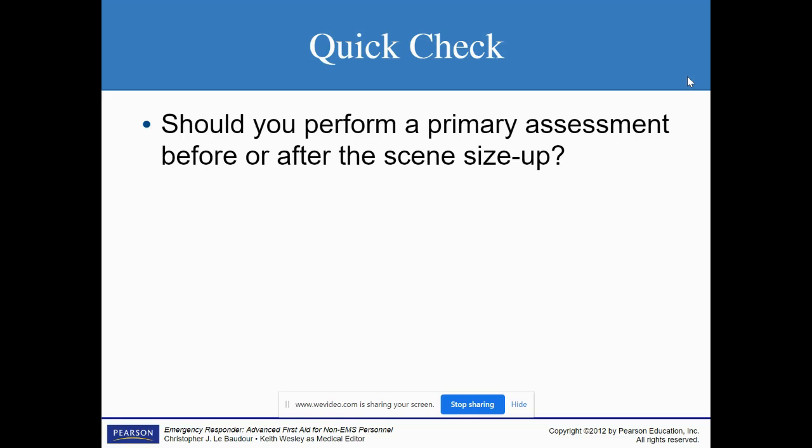Question: should you perform a primary assessment before or after the scene size up?